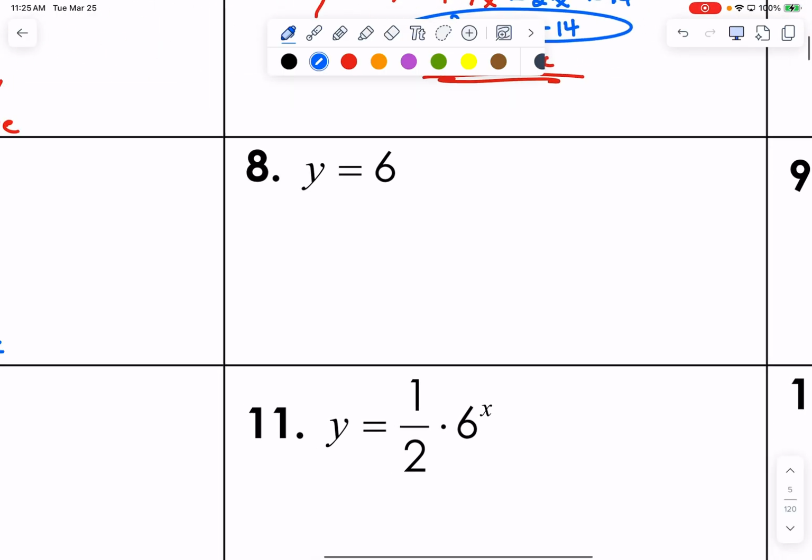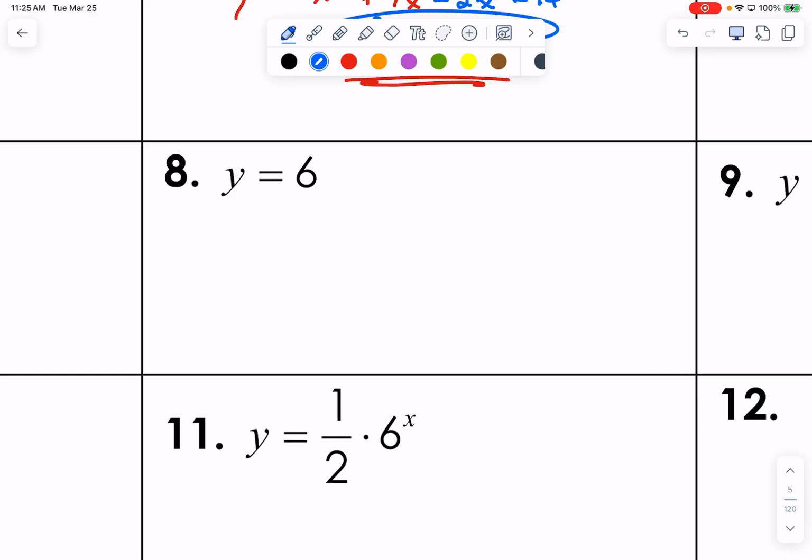Number 8, y equals 6. Now, this one's a little tricky. This is a line. It is linear. Now, some people are like, well, wait a second, there's no x.